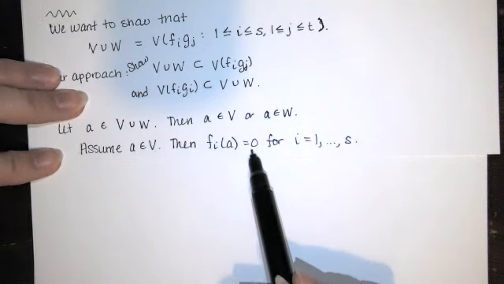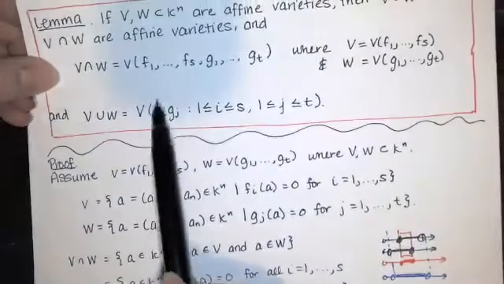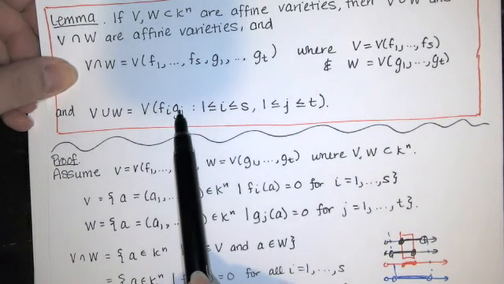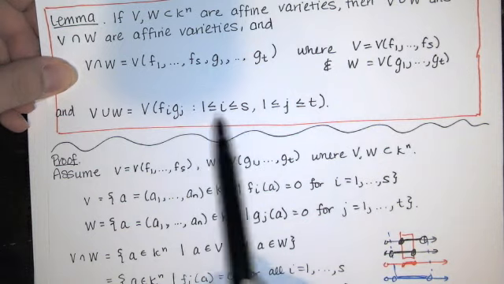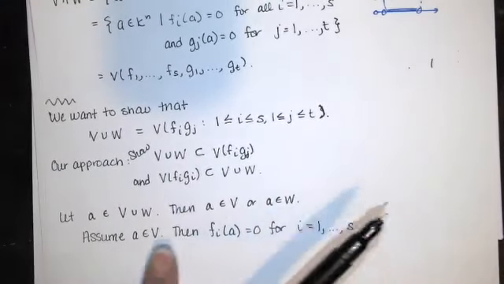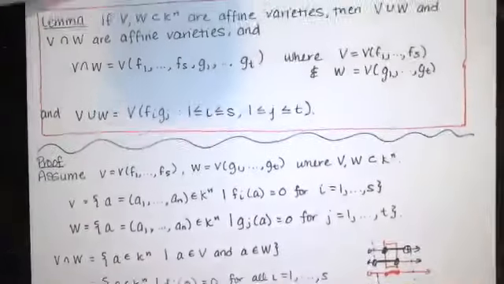Now, if all of those equations are equal to 0 at that point, well, then we're guaranteed that when I take that point and substitute it into f sub i times g sub j for i equals 1 through s and j equals 1 through t, those products are going to be equal to 0 as well. So if a is in V, then the f's are all equal to 0.